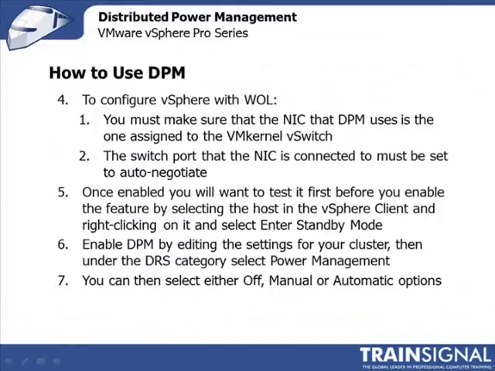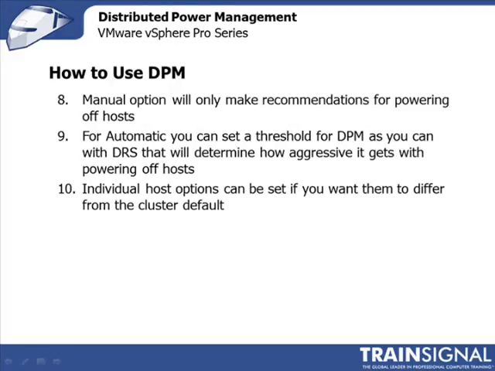Once you have verified that the standby and power on feature works properly, you need to enable DPM. To do this, you edit the settings for your cluster, and under DRS category, you select Power Management. You can then select either Off, Manual, or Automatic option for it to operate in. The Manual option will only make recommendations for powering off hosts. The Automatic option will enable vCenter Server to automatically execute power management related recommendations.